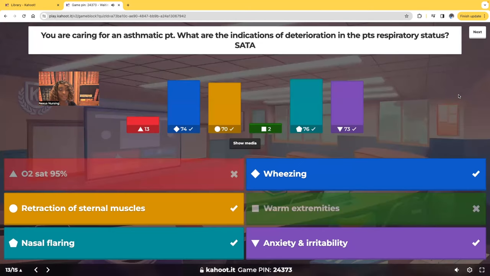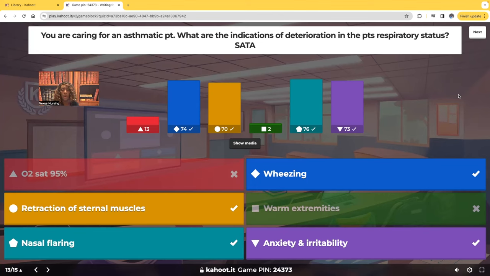All right. I saw on the live, a lot of you guys said everything but green. How did you say everything but green, which means you included O2 sat 95%, when I just told you the normal range for O2 sat is 95 to 100? So even though it's on the low end of normal, it's still normal. 95 to 100, guys, that doesn't mean the patient's deteriorating. That is normal range.